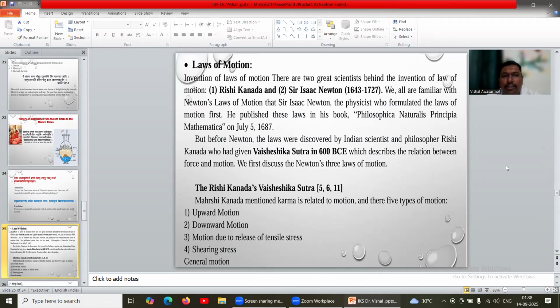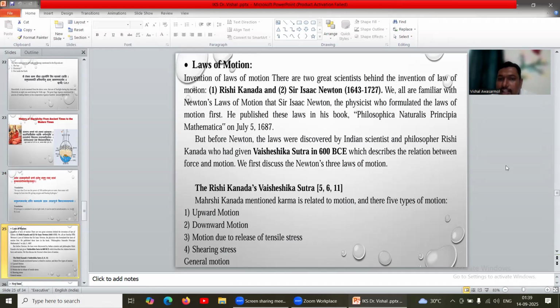We all are familiar with Newton's laws of motion. Sir Isaac Newton, the physicist, formulated the laws of motion first. He published these laws in his book Philosophiae Naturalis Principia Mathematica on July 5, 1687. But before Newton, the laws were discovered by the Indian scientist and philosopher Rishi Kanad, who had given the Vaisheshika Sutra in 600 BC, which described the relation between force and motion.